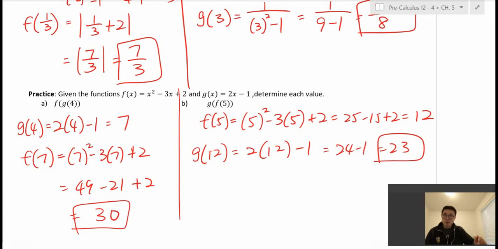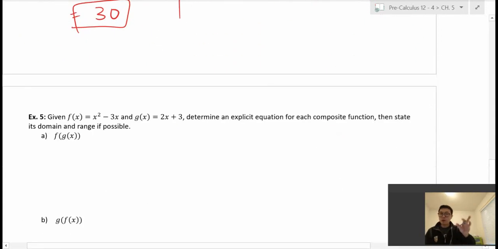Okay, as you can see, composite function is actually not that bad, right? It's actually quite straightforward. Just make sure that you work inside out. You have the inside function, so do that first, and then apply it to the outside function.